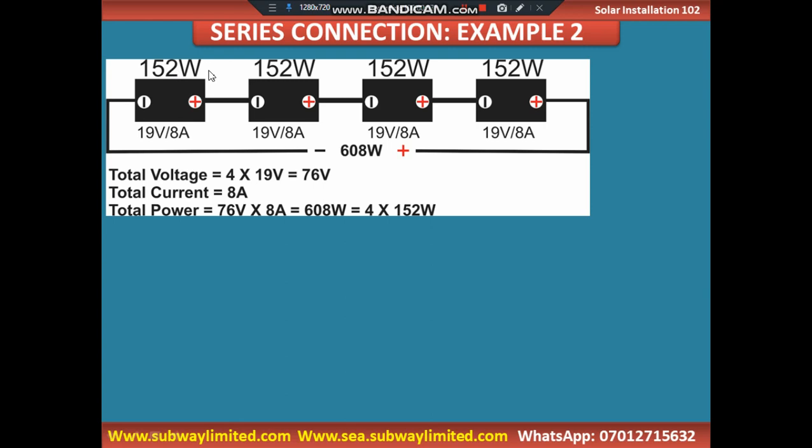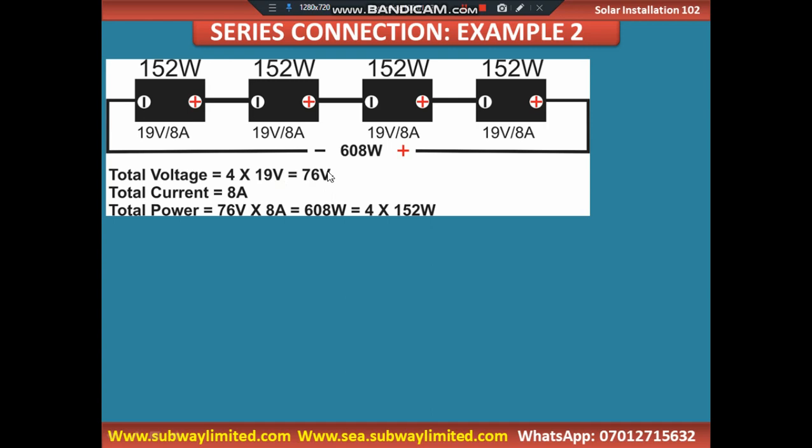That is what you have to understand. We said this when we were talking about solar panel nameplate. So if we are having 4 solar panels and each is rated 19 volts, if we connect it in series, you will have 4 times 19, which is equivalent to saying 19 plus 19 plus 19 plus 19. So 4 times 19 will give you 76 volts.